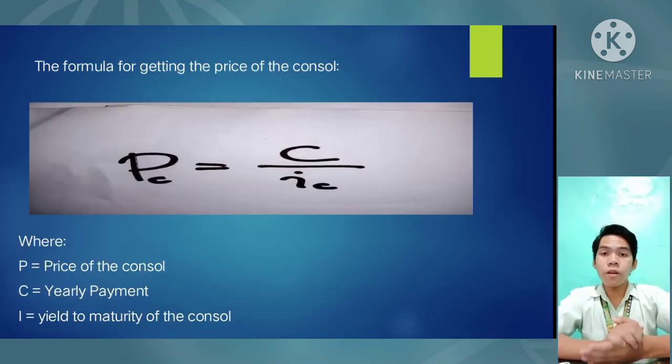The formula for getting the price of the consol is P is equal to C over i, where P is the price of the consol, C is the yearly payment, and i is the yield to maturity of the consol.